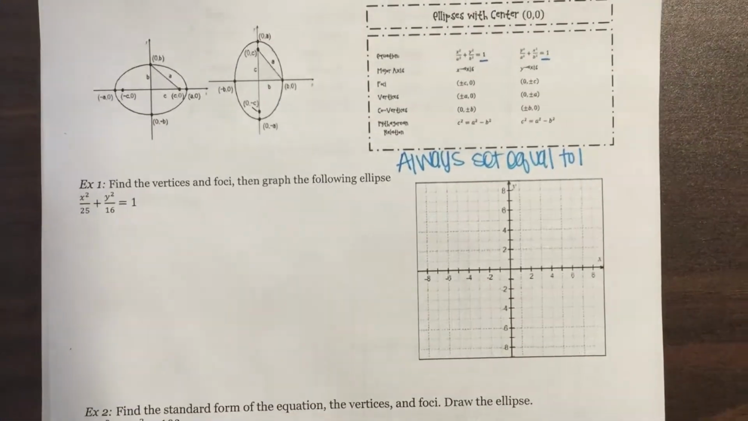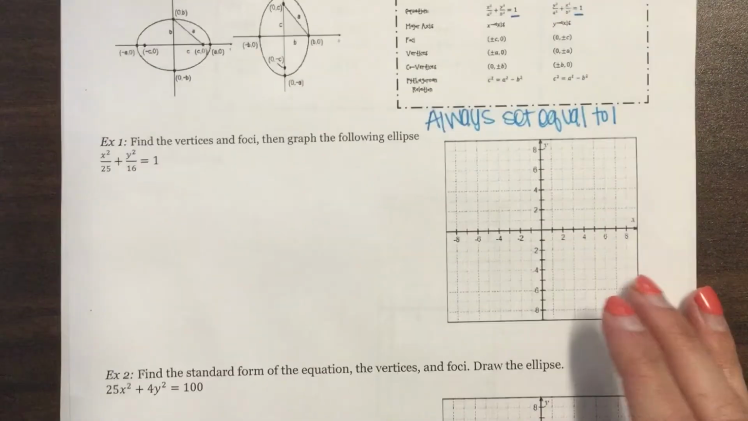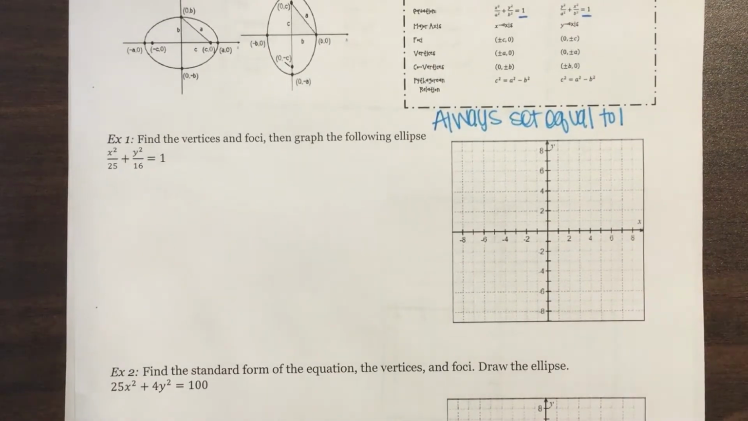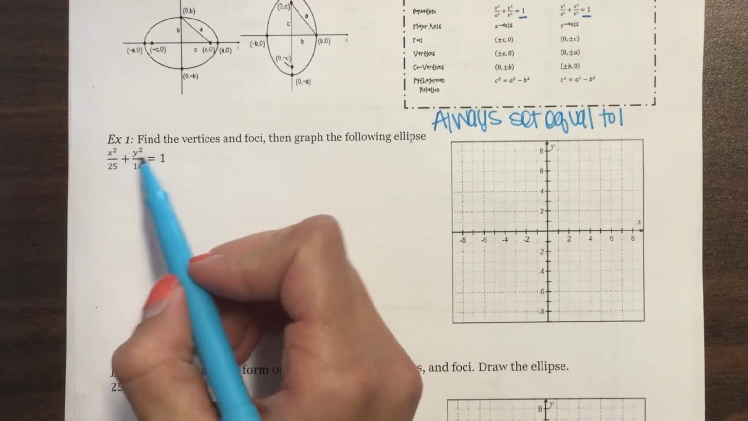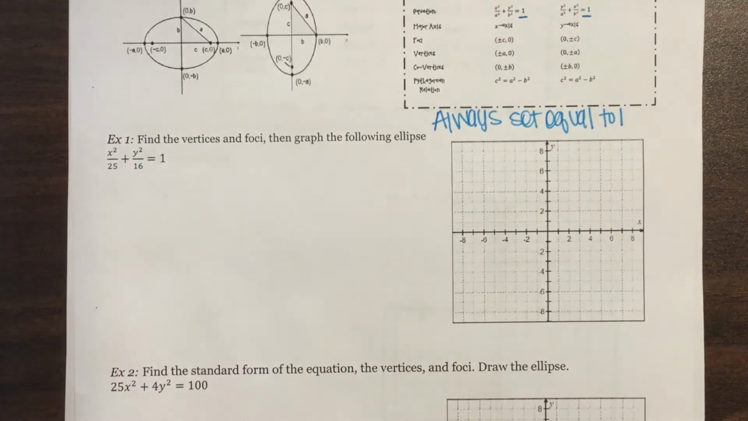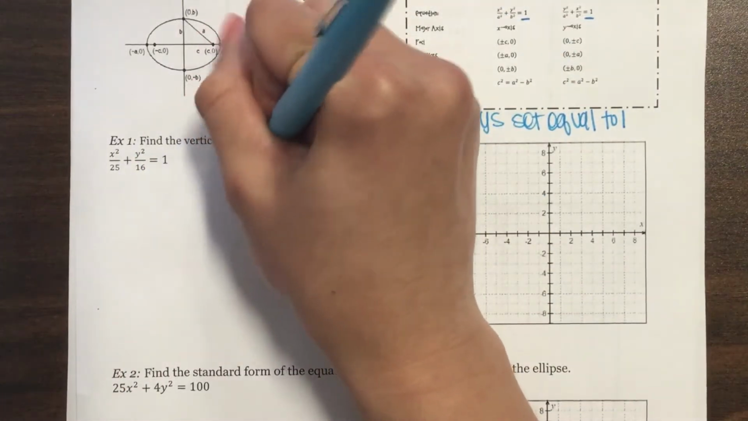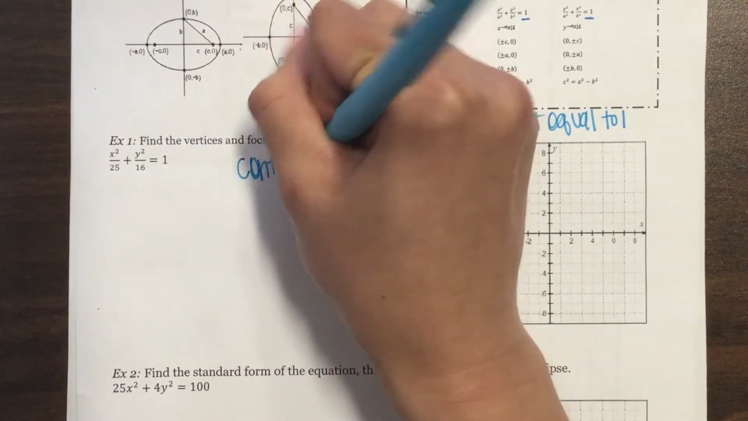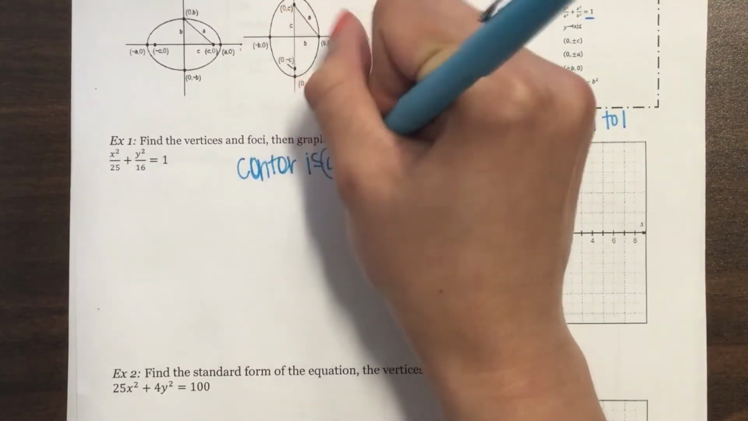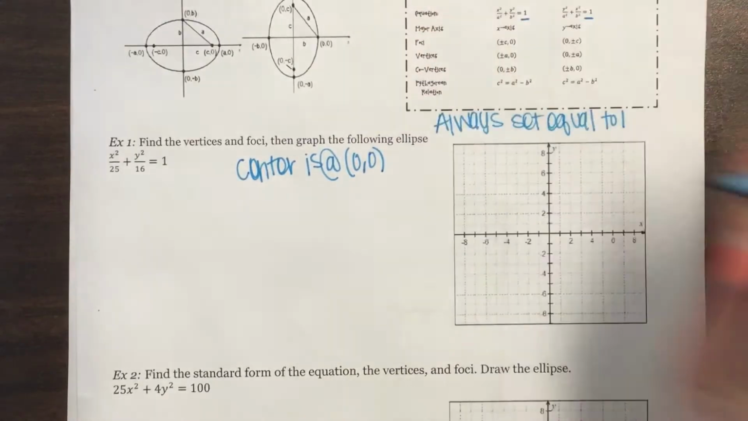Let's just jump right into this. So we have to graph this equation. So first, you have to find where the center is. If there's not any parentheses, the center is at 0, 0. So here my center is at 0, 0.